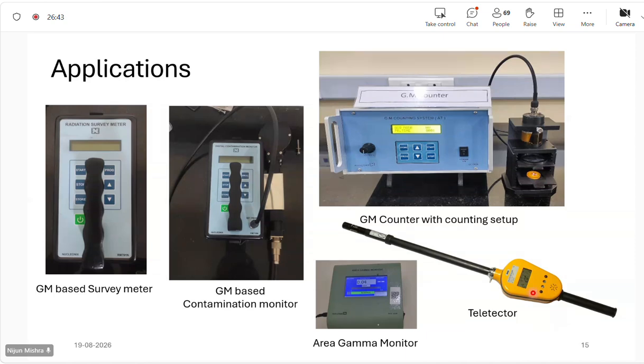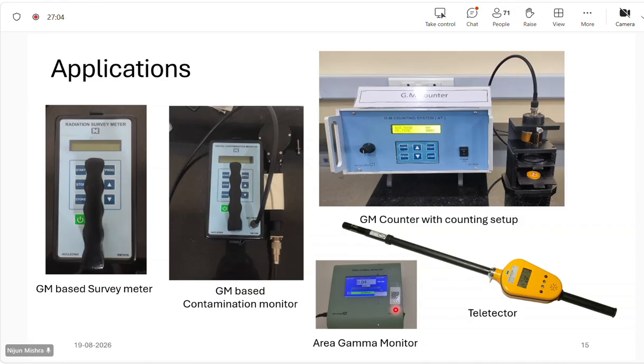Here is an area gamma monitor in the telecobalt room and in the brachytherapy room, where active sources are present. There we need to place an area gamma monitor in order to see the dose, and to check the presence of radiation inside the vault.